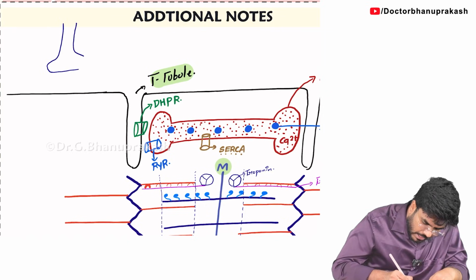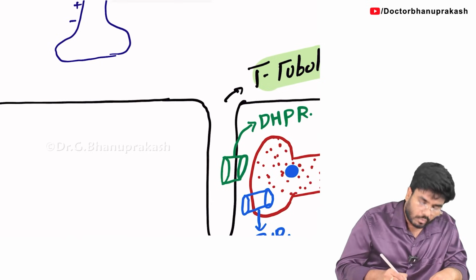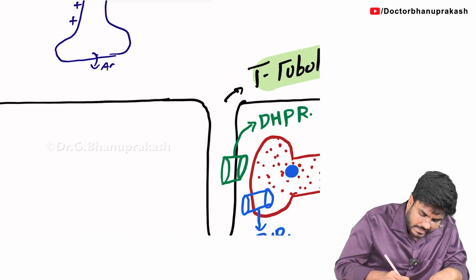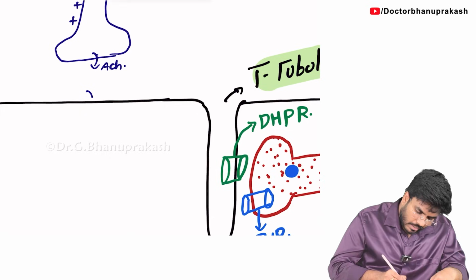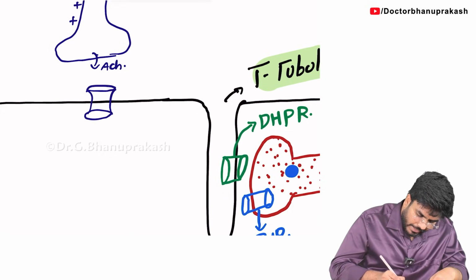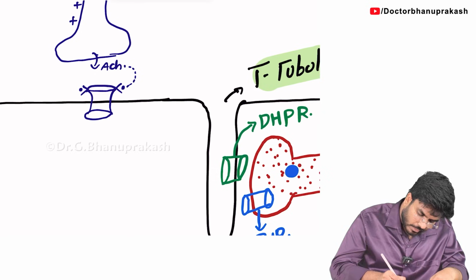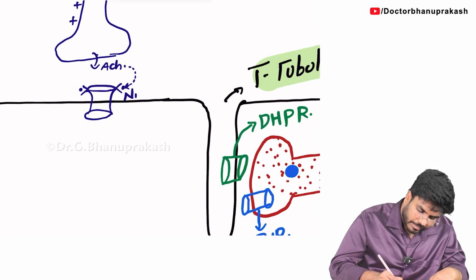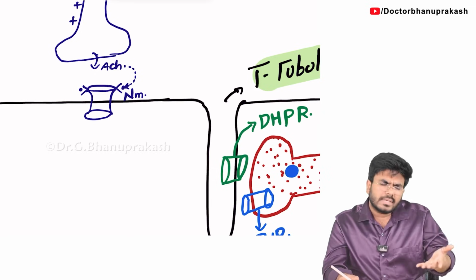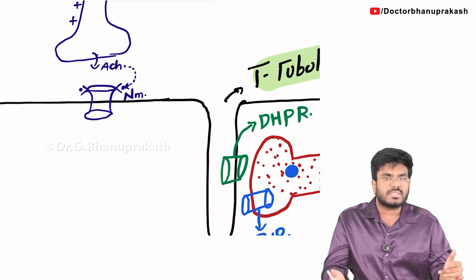Already I have told you, so what do these alpha motor neurons release? Whenever they are getting depolarized, they are going to release acetylcholine in the neuromuscular junction. Now this acetylcholine will come and act on the muscle, on the acetylcholine receptor, or NM receptor. NM stands for nicotinic receptor on the muscle.